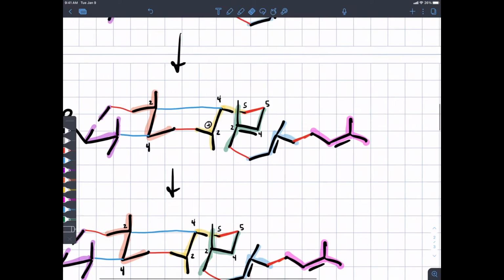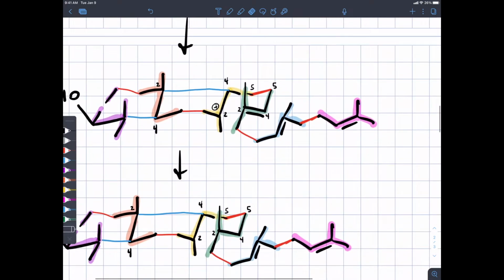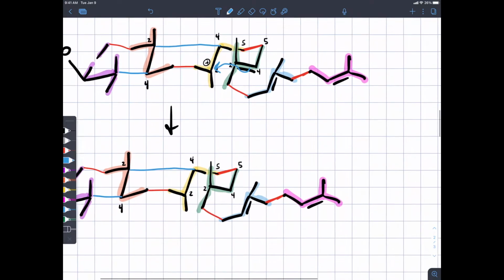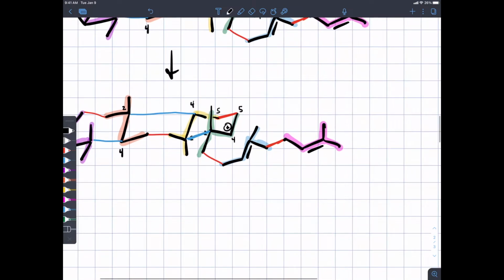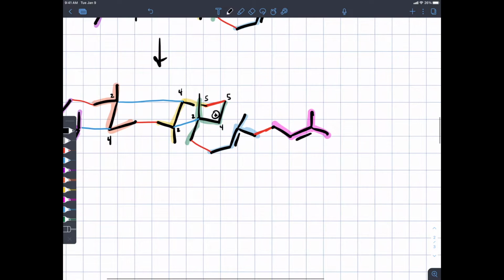What will happen is that the pi bond between 2 and 4 will attack yellow 2, and we're going to make a new bond here between the 2 carbons, and that's going to leave a positive charge on green carbon 4. And again, that's the less stable carbocation, but it gives you the more stable ring. Except now we're going to turn around and do the opposite.